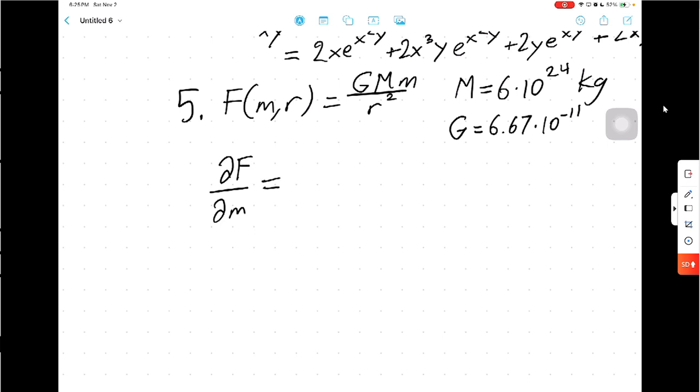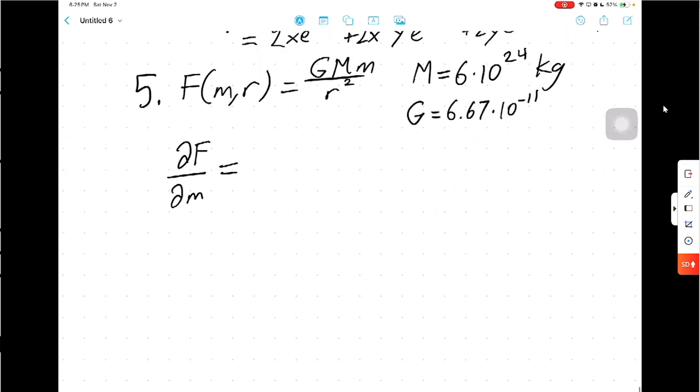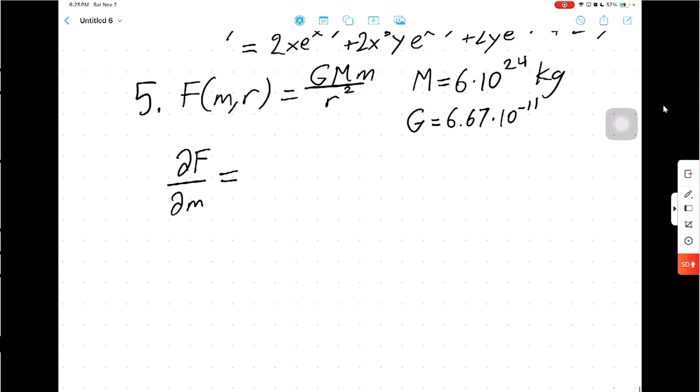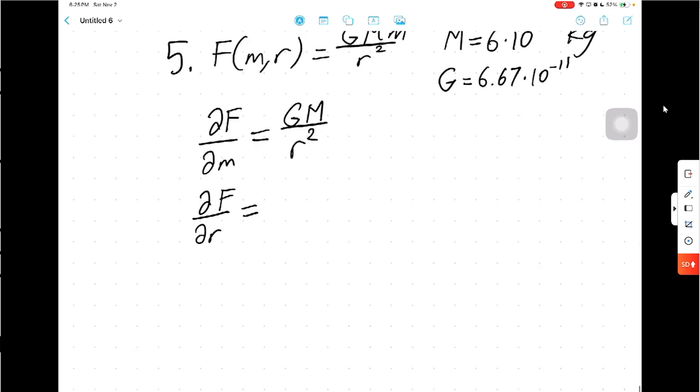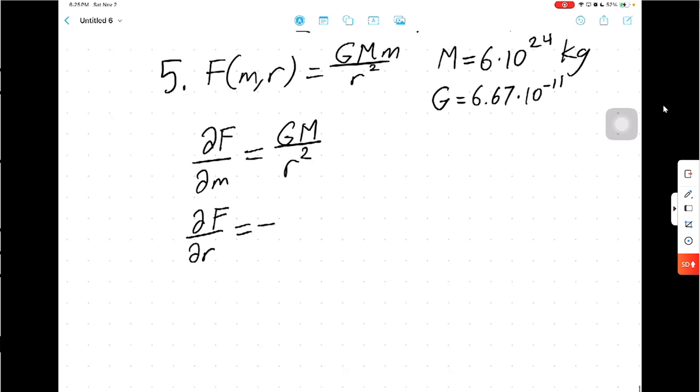They don't give us values of m and r, but m and g, so I'm just going to plug those in and call it a day. So with respect to m, we just get gm over r squared. Partial f with respect to r is going to be equal to, now the gm and the lowercase m are going to be all constants, so we have 1 over r squared. The derivative of that is going to be negative 2 over r cubed. So we get negative 2gm over r cubed.